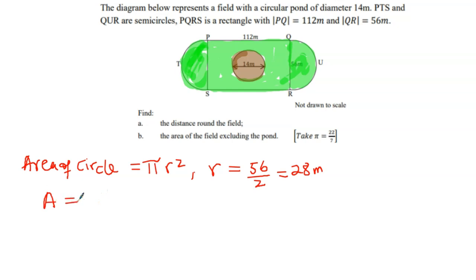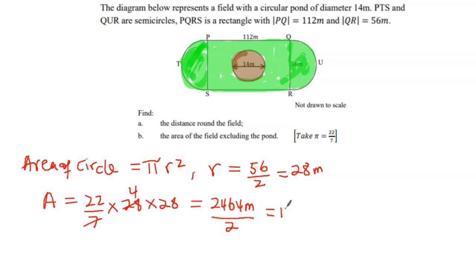So the area of the circle is pi, which is 22 over 7, times 28 times 28. The 7 goes into 28 four times. So you pick your calculator or your multiplication table, and then you do your calculation. You get 2464 meters squared. You divide it by 2, that gives us 1232 meters squared. That's a semicircle, because it's a semicircle. So here is 1232, and here is 1232.